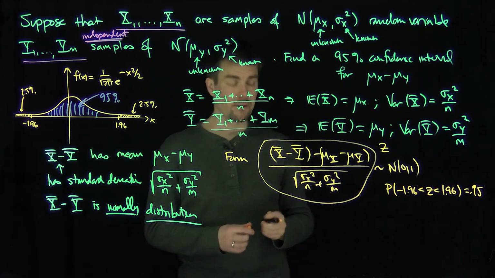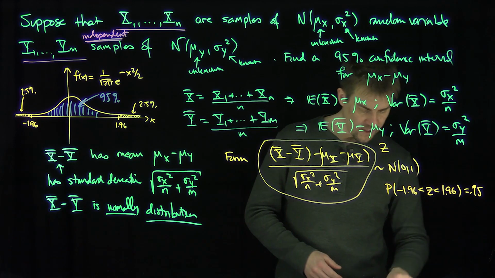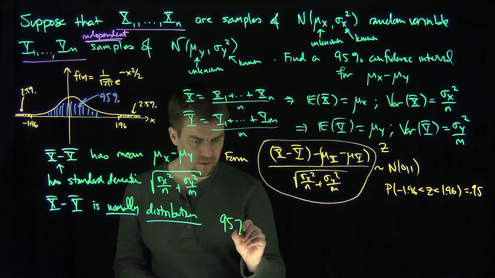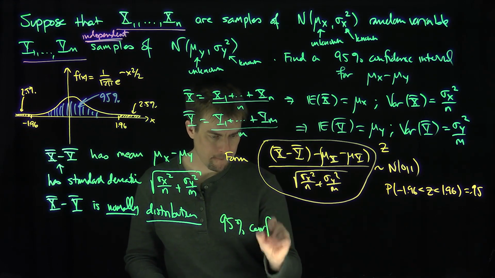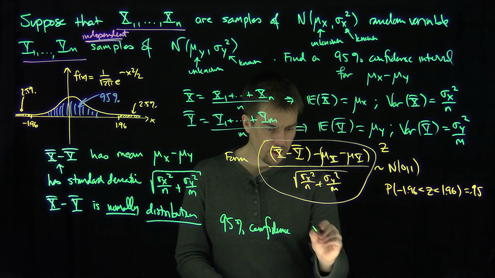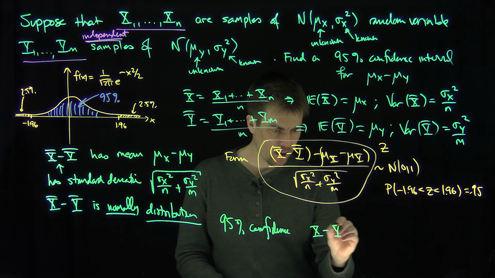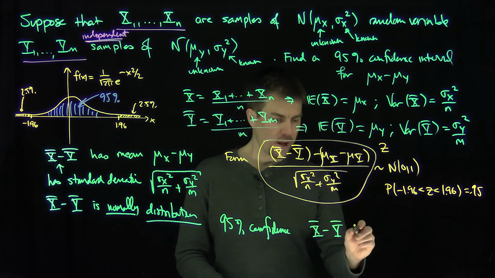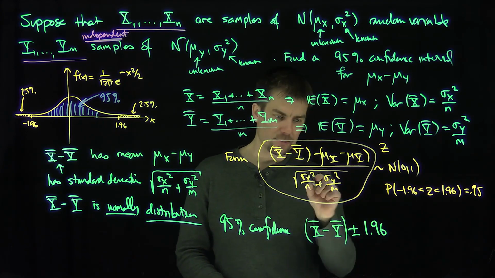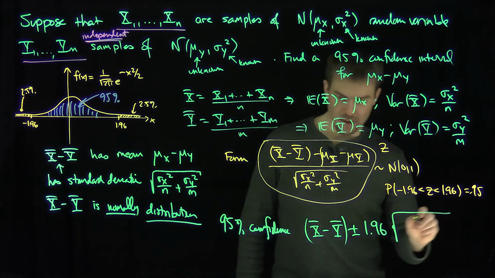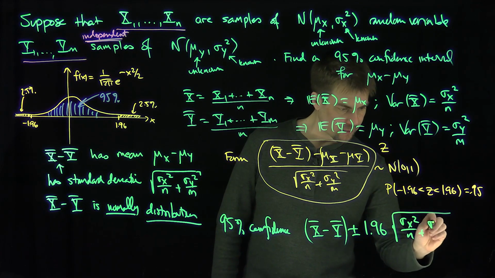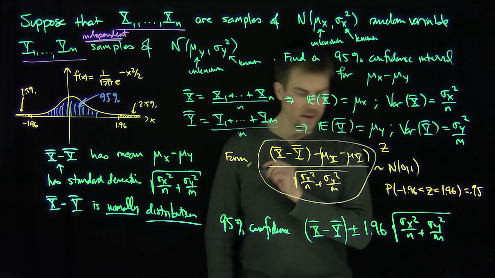And so now we can construct the confidence interval, right? Our 95% confidence interval is going to be x bar minus y bar, plus or minus 1.96 times the square root of sigma x squared over n plus sigma y squared over m. And that's our confidence interval.